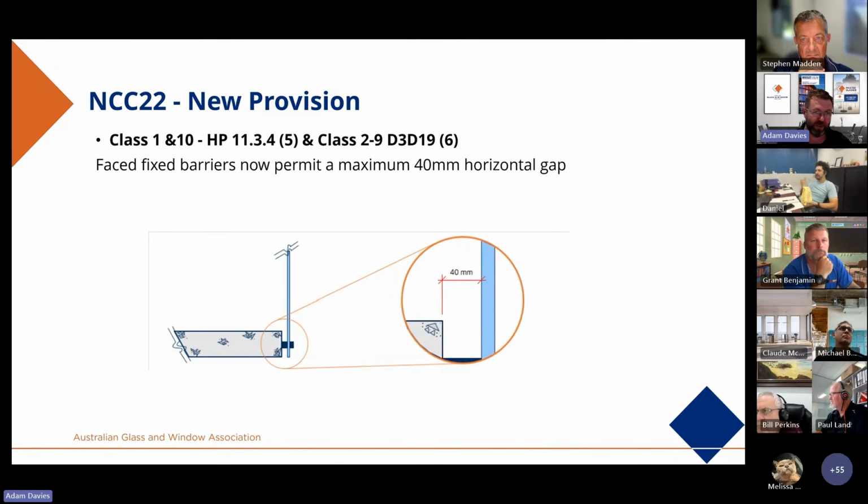Now, it just happened to be that during that inspection, the NCC was already looking to address this. So it was published that now there is a restriction to a 40 mil gap. Now, it is both nominated in the housing provisions and in volume 1 of the NCC for class 2 to 9.